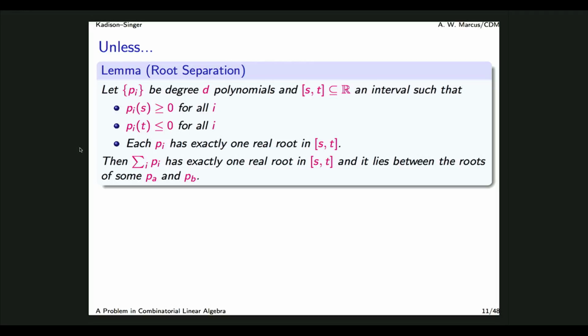But something really special happens in the case where we have root separation. Let the p_i's be degree d polynomials, and let [s,t] be an interval in R, such that all of the p_i's are greater than or equal to 0 at s, all of the p_i's are less than or equal to 0 at t, and each p_i has exactly one real root in that interval. The claim is that the sum has exactly one real root in that interval, and it lies between the roots of one of these guys and another one of these guys, p_a and p_b.